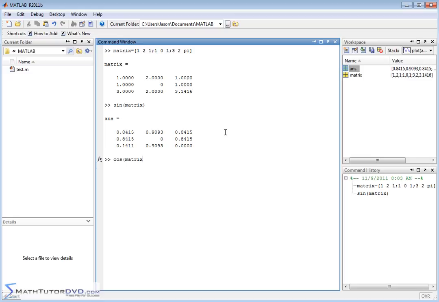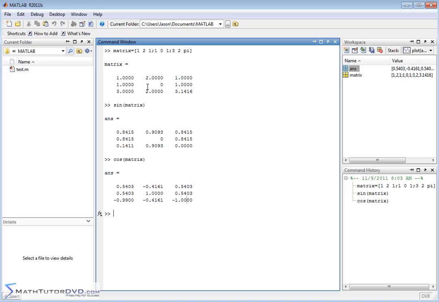And if you do the cosine, then you have the same thing. Cosine of pi, this was the original matrix, is -1. So you can kind of see it's functioning. So these other numbers, 1, 2, 1, they're all treated as radians. So this is 1 radian, 2 radians, and so on.